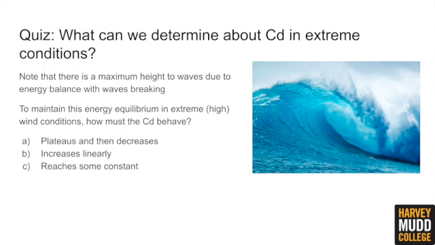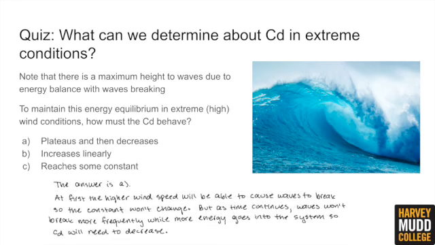So to maintain this energy equilibrium in high wind conditions, how must this relationship with this transfer coefficient behave? So basically we have A, it plateaus and then decreases, B, it increases linearly, and C, it just reaches some constant and it just stays there. So take a couple minutes, try to think it out, and we'll come back and work it out together.